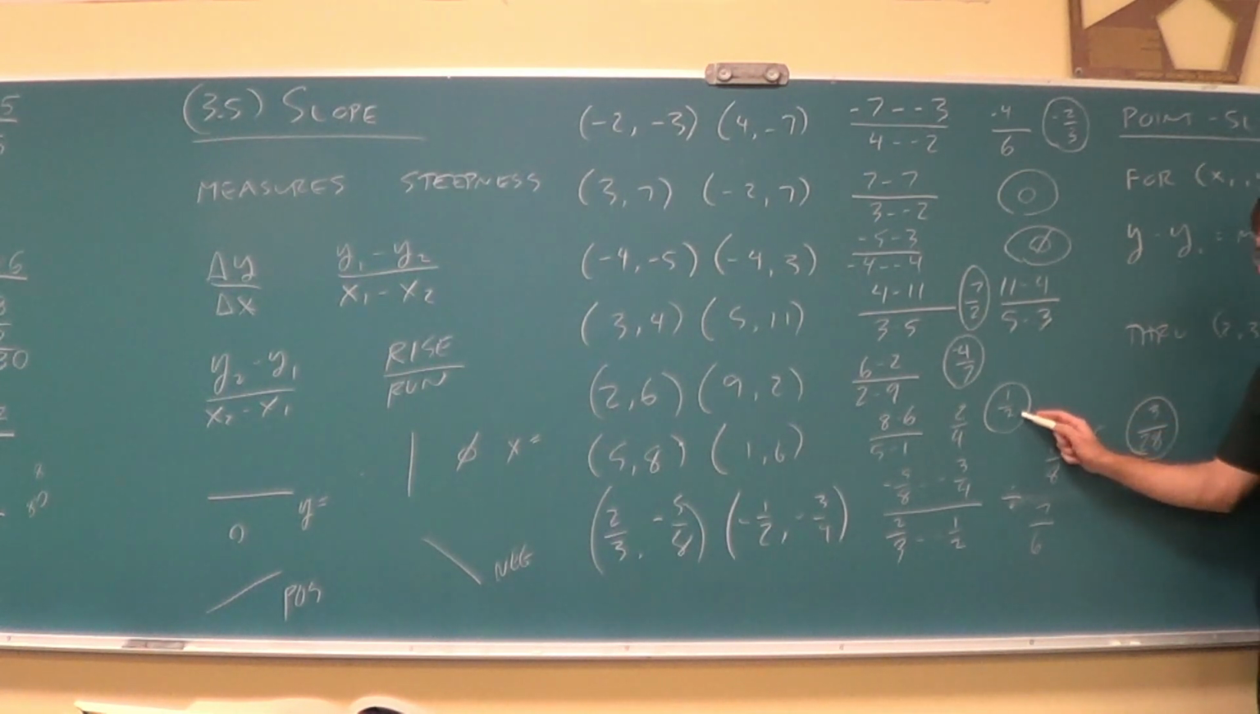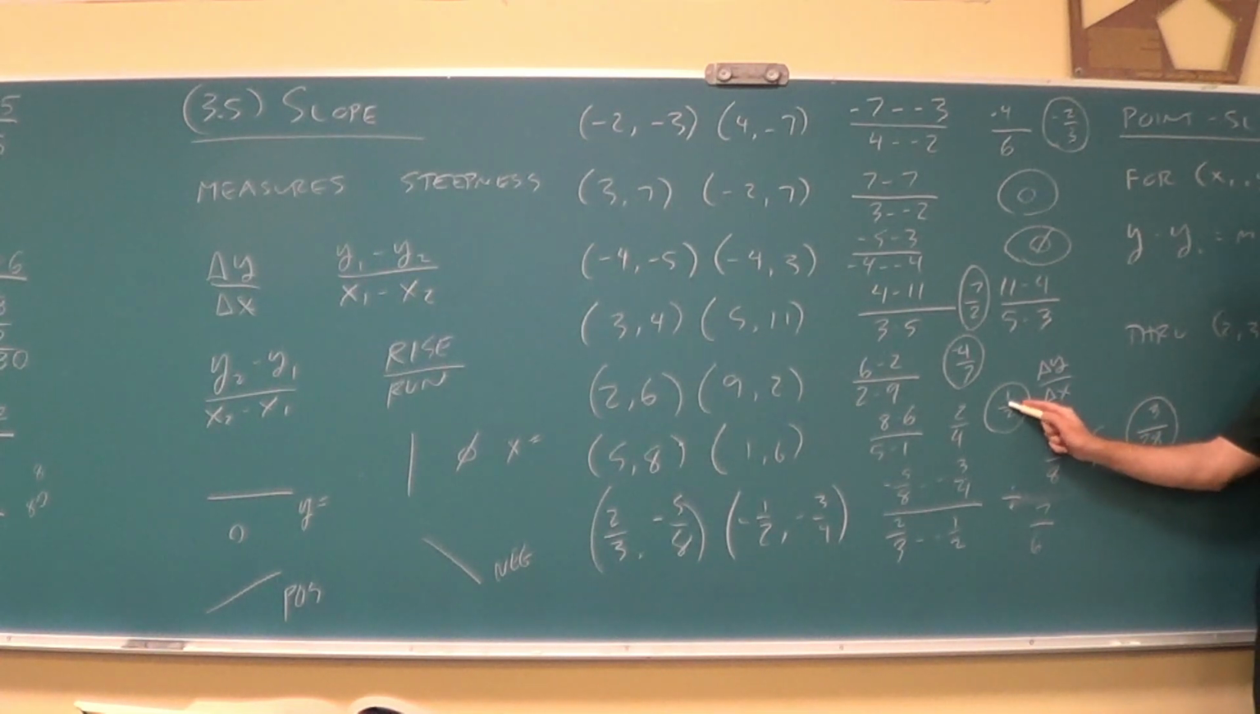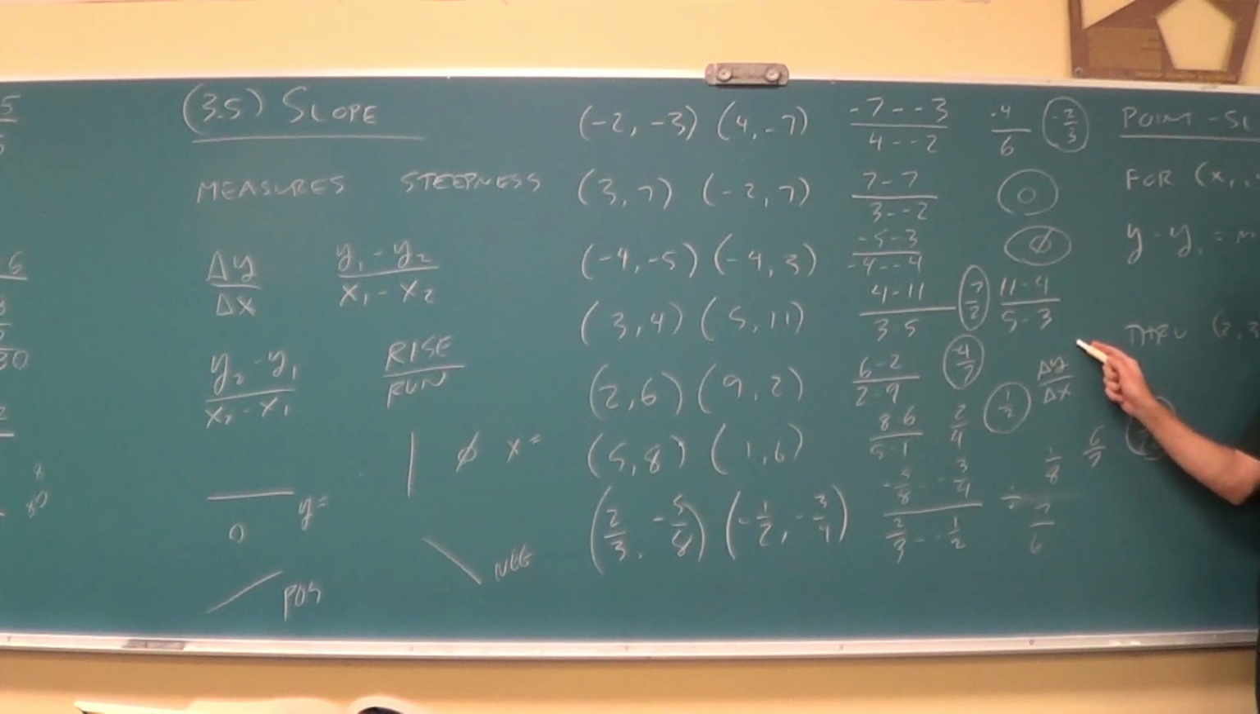What would this mean on a piece of graph paper? How would the line be traveling if it has a slope of 1/2? Up 1. This is the change in y, that's how much it would go up. This is the change in x. Every time this line went up a square, it would go over 2.